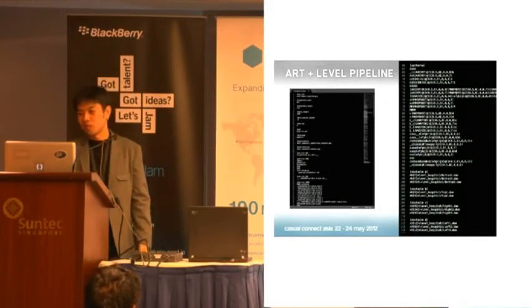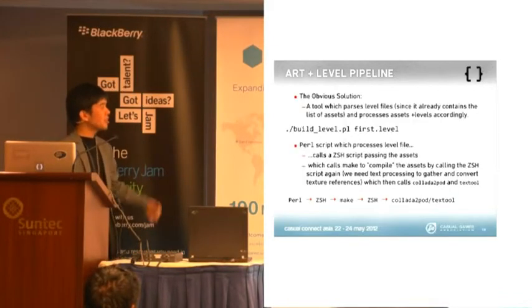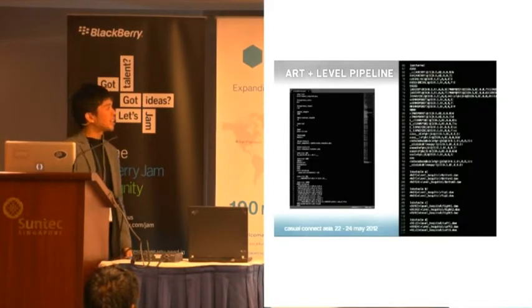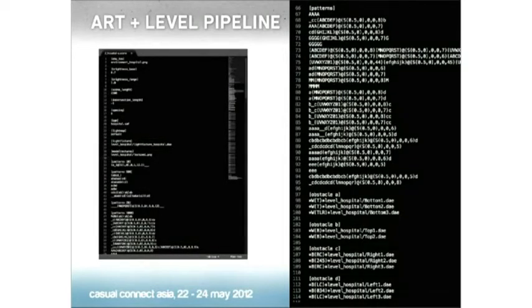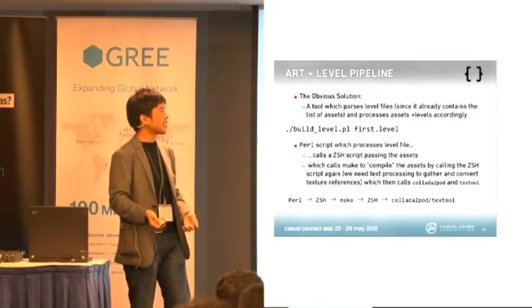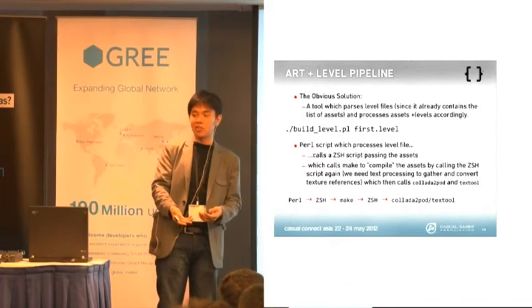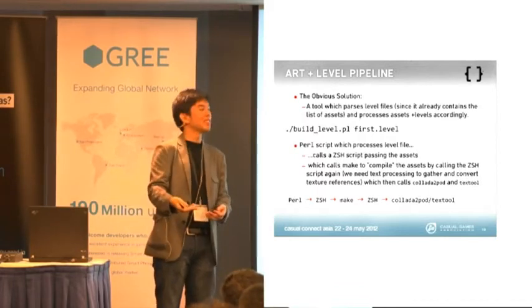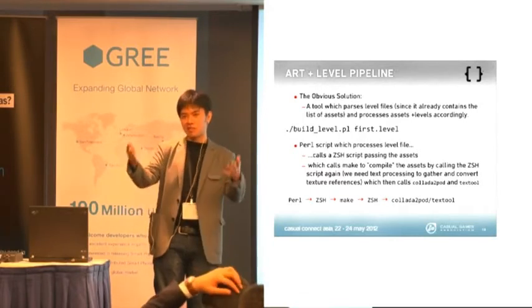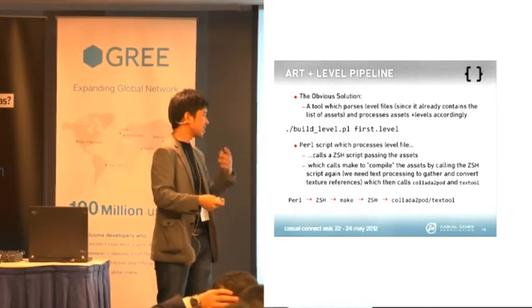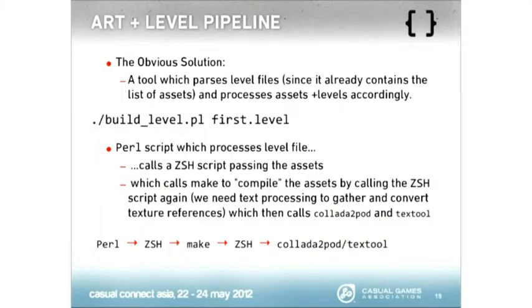The obvious solution is, since we're already defining what all of the parameters are, like what obstacles there are and what their models are, why not just make a tool that, in addition to processing the level, so the game knows what levels are what, also processes all of the assets? So in the process of preparing the level, you also prepare the assets. So we came up with this. Basically, that's the name of our script, and then the thing on the right is the name of the level.